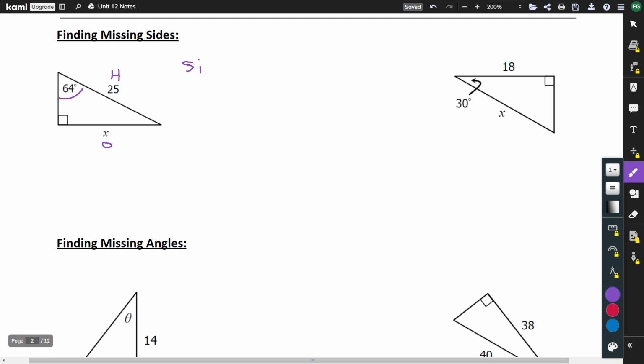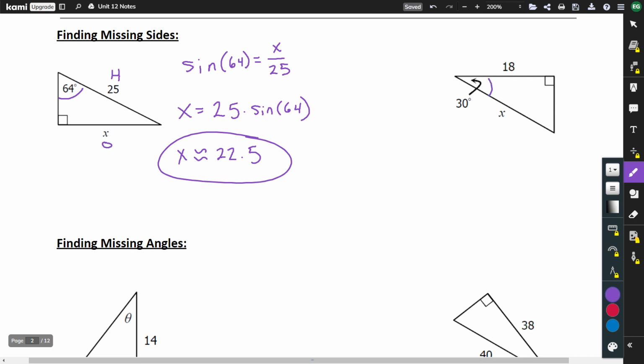So sine is opposite over hypotenuse, so we're going to set this up as sine of 64 degrees equals x over 25. Now to solve, we just have to multiply each side by 25 and then calculate. Okay, when we do this, make sure your calculator is in degree mode. So when we plug this in, we find that x is going to be, roughly, I'm going to round a little bit here, 22.5.